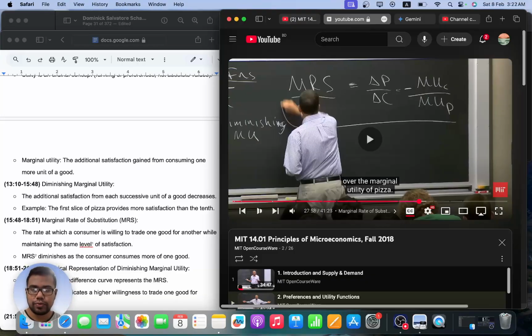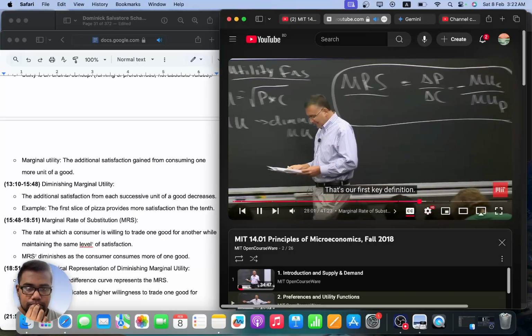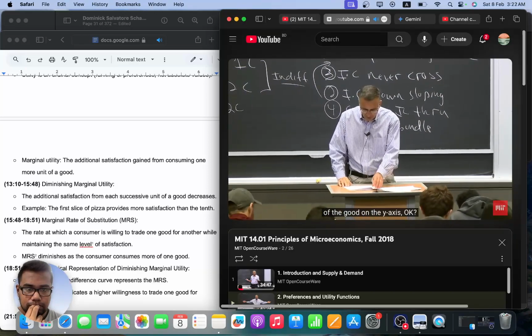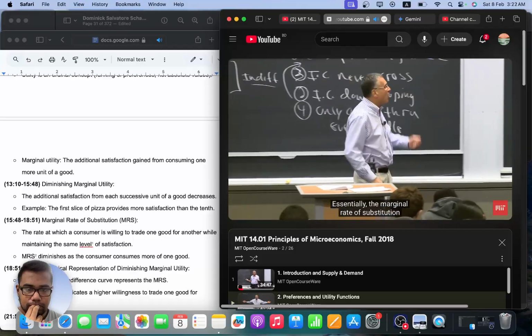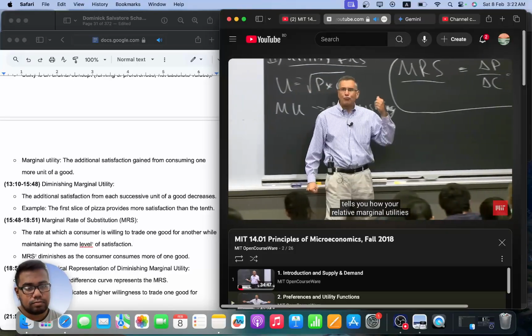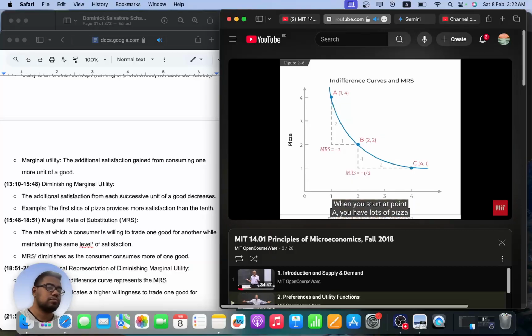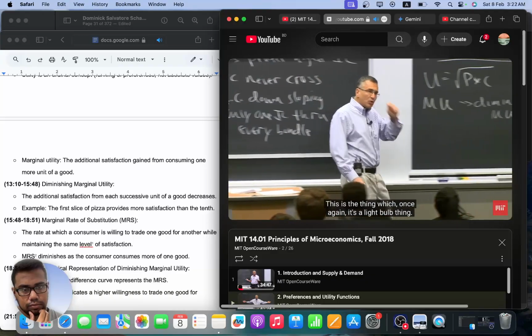let's just follow through. That's our first key definition. It's equal to the negative of the marginal utility of the good on the x-axis over the marginal utility of the good on the y-axis. Essentially, the marginal rate of substitution tells you how your relative marginal utilities evolve as you move down the indifference curve. When you start at point A, you have lots of pizza and not a lot of cookies. When you have lots of pizza, your marginal utility is small. Here's the key insight. This is the thing which, once again, is a light bulb thing.